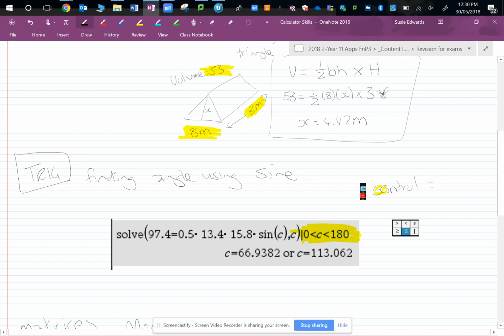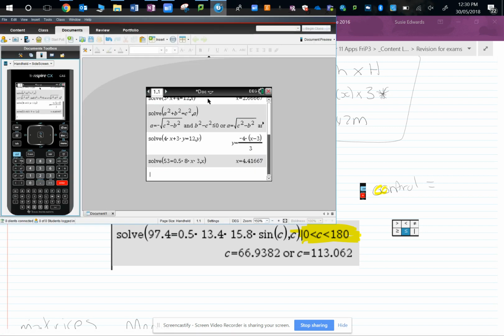So to get those buttons, just as a reminder, you needed to click on Control and the equal sign. So Control equals brings up those buttons: the given that sign, the greater than, the less than, and the not equal to sign we don't really use.